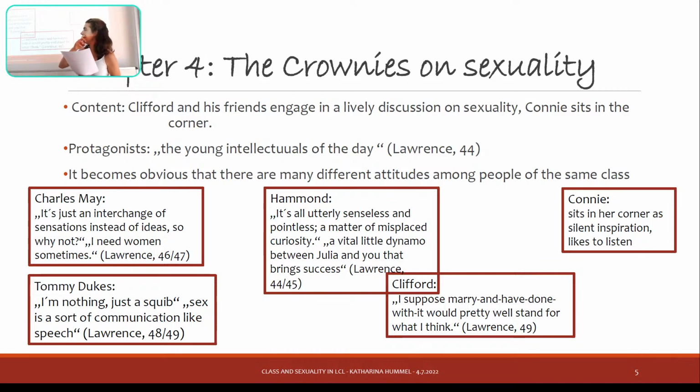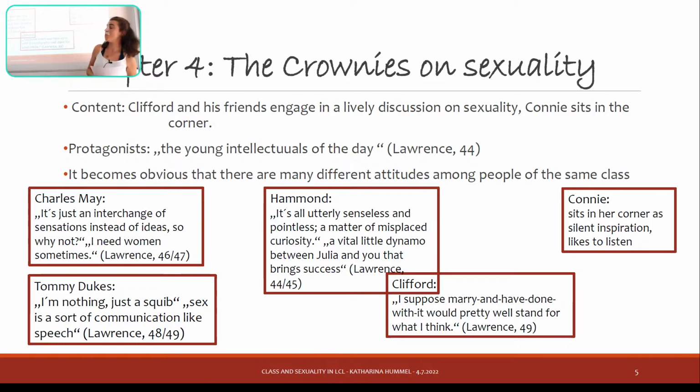Whereas Hammond, he is married, they are both not married, says it's all utterly senseless and pointless, a matter of misplaced curiosity. So he doesn't really want to talk about it and thinks, okay, it is okay to contain it in marriage, but we don't want to talk about it. But Dukes also says about him that sex is a vital little dynamo between Julia, his wife, and you, that brings success. So also Hammond gets something out of sexuality and sex, and thinks it's something where he can prove he's a man, he can have success.